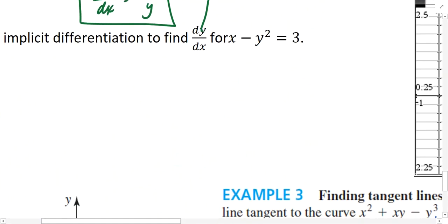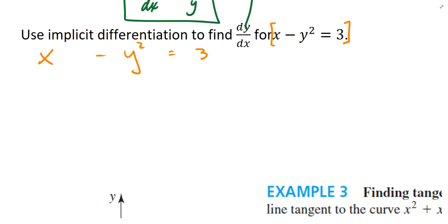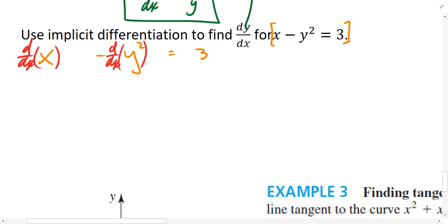So let's go ahead and try that for this new function down here. It's a little bit tight, but there's the function, x minus y squared equals 3. And I may cheat again a little bit, give myself some extra room. x minus y squared equals 3. If I apply my derivative notation to all of these terms, we could then evaluate the derivative of each.